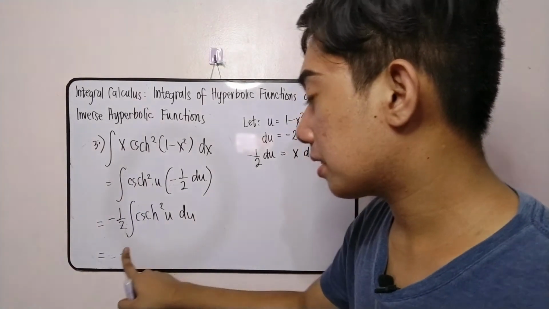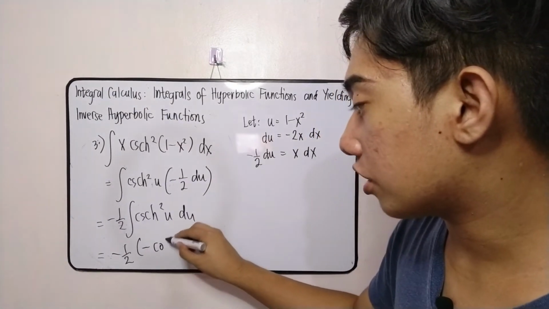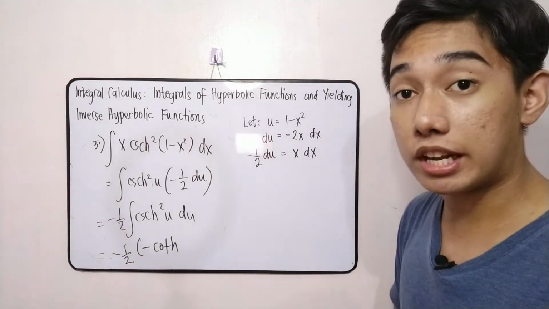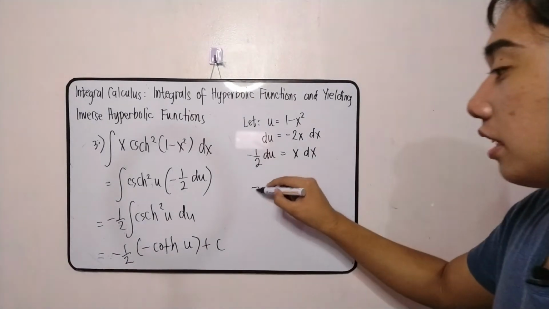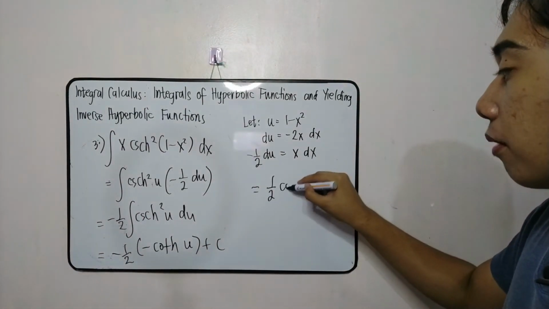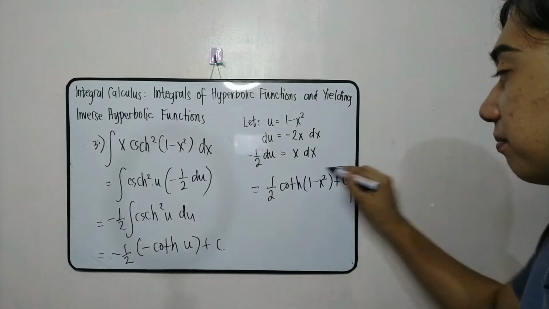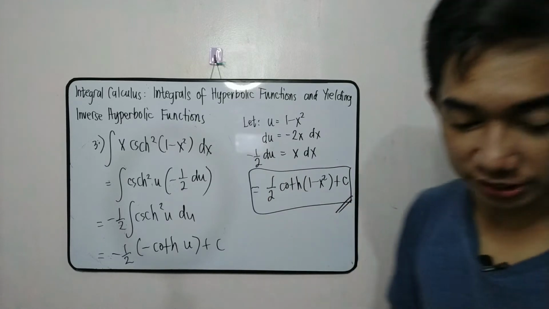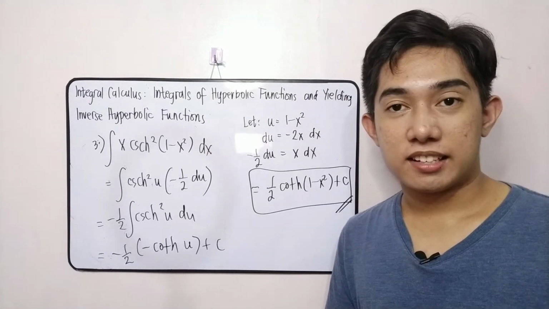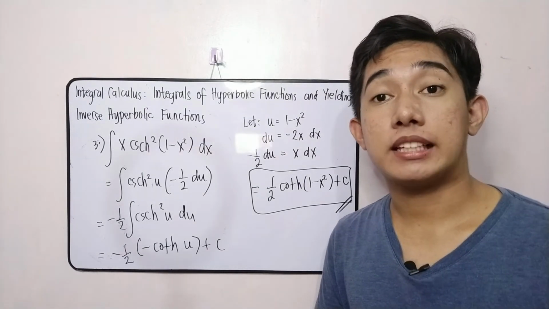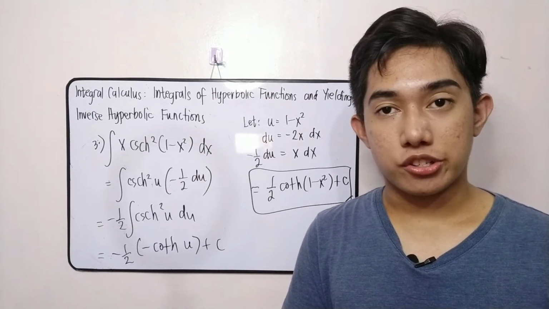And this becomes negative 1/2 times negative hyperbolic cotangent of u plus c. And negative times negative is positive, so this becomes 1/2 hyperbolic cotangent of 1 minus x squared plus c. So, di ba? So easy. And that is our example for integrals of hyperbolic functions. Okay?